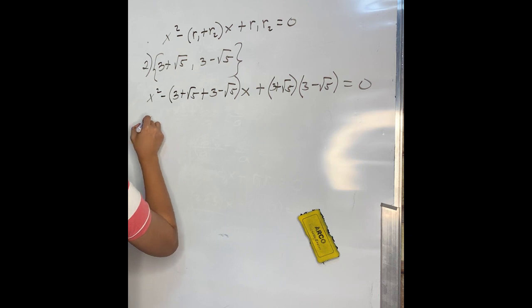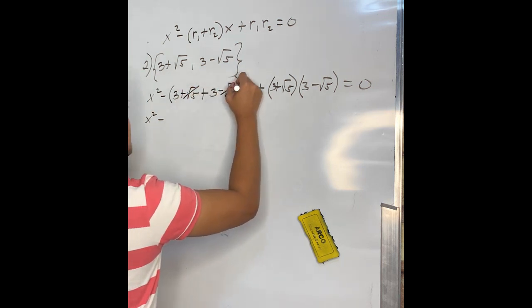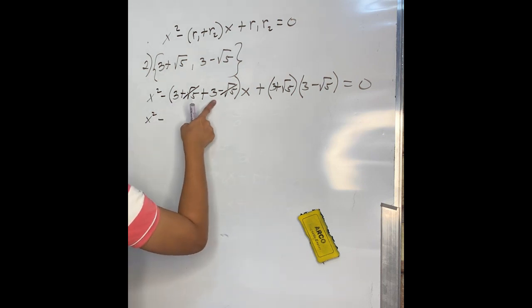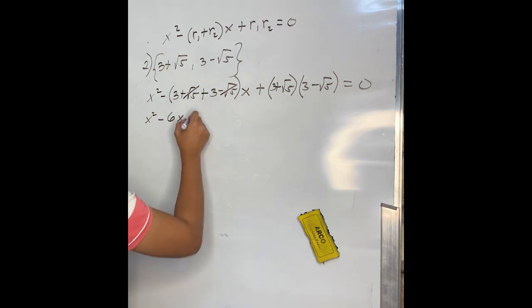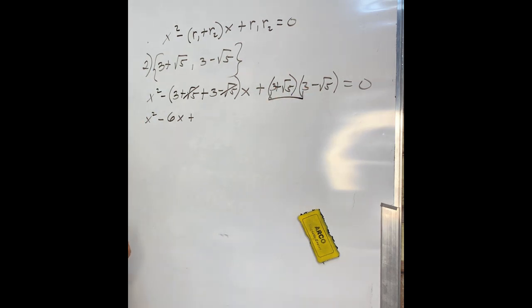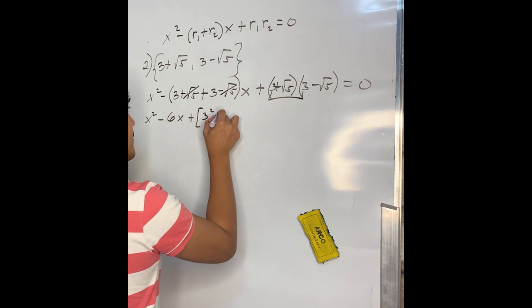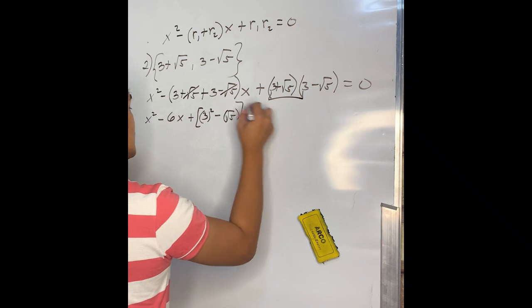So therefore, we have x squared minus, square root of 5 minus square root of 5 is 0. Therefore, we just need to add 3 and 3. So 3 plus 3 is 6. So negative 6x. Plus, get the product of this by FOIL method, or this is just sum and difference of two terms. So we need to get the square of 3 minus the square of square root of 5 is equal to 0.